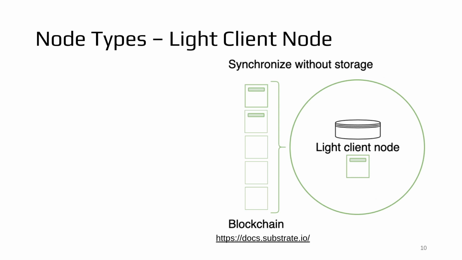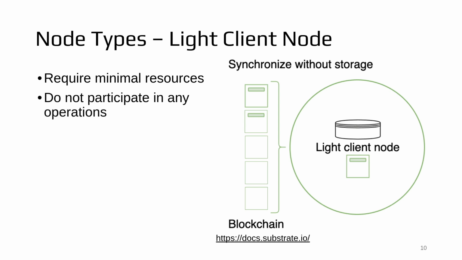And the final type is the light client. A light client doesn't store anything. It requires minimal resources. You can even run it in your browser. All it does is sync with any node and keep the latest block header, and that's it. It can interact with the blockchain by sending RPC requests to some full node that is participating in the chain.